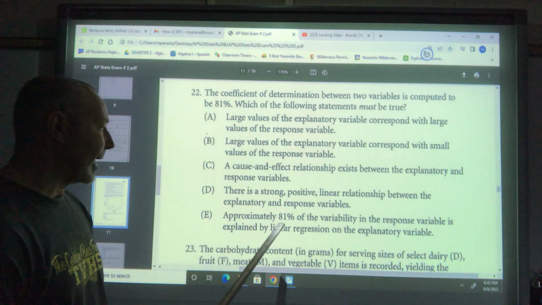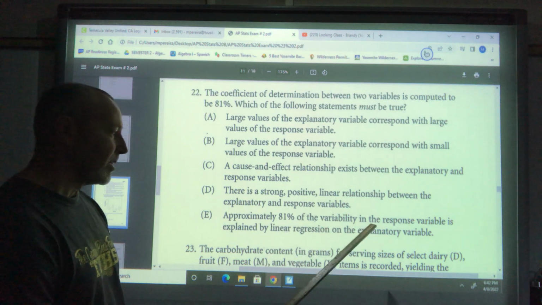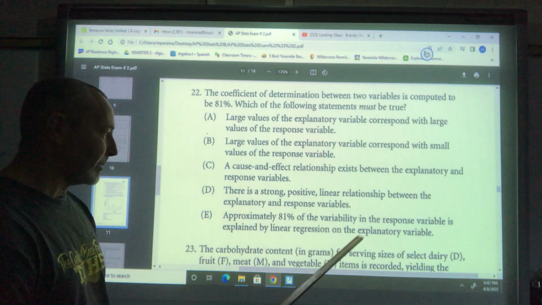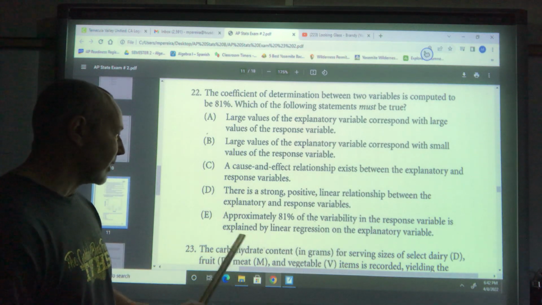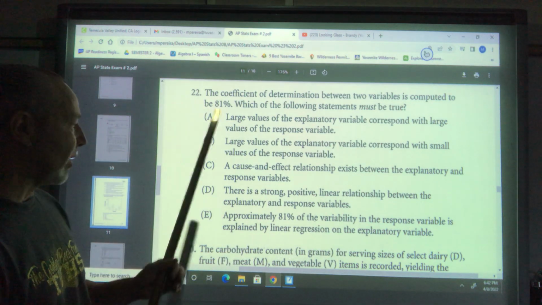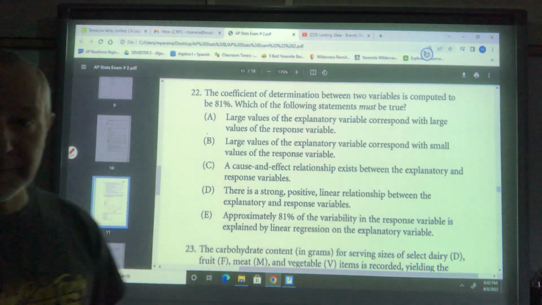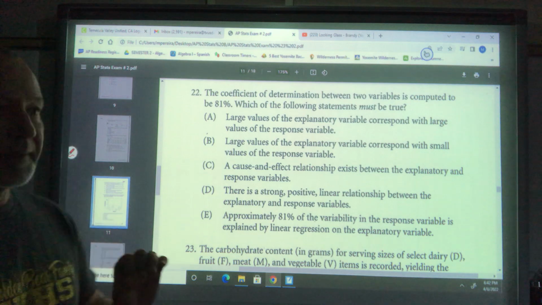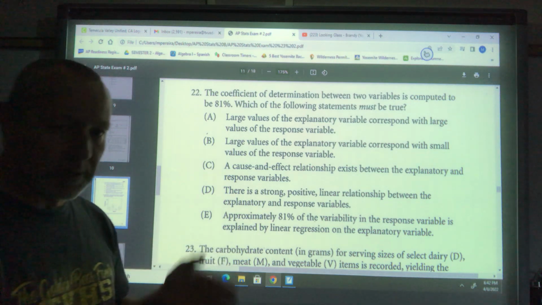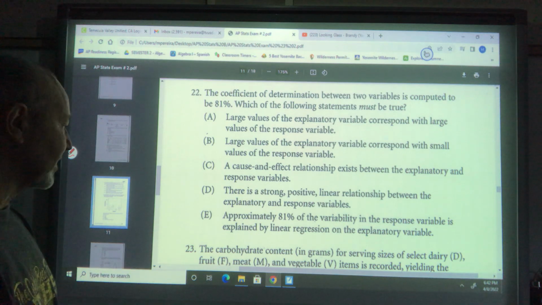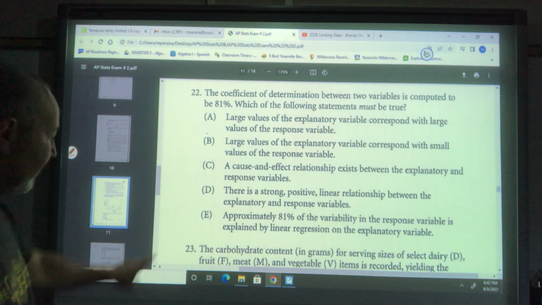Finally, approximately 80% of the variability in the response variable is explained by the linear regression on the explanatory variable. That is what we're looking for. Typically on this one, when they talk about R squared, you're looking for the term variation or variability in that answer. That's almost always the right choice because R squared explains the variation in whatever's on your y-axis. That's almost always the case for these problems. So E is my correct one for 22.